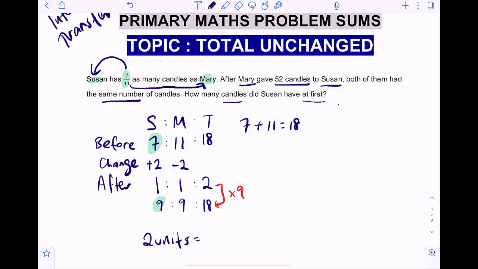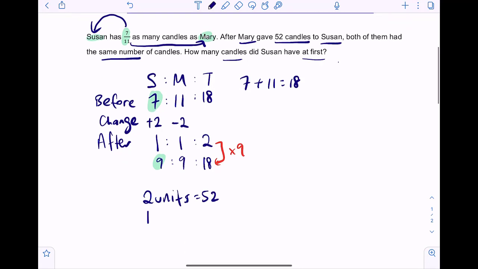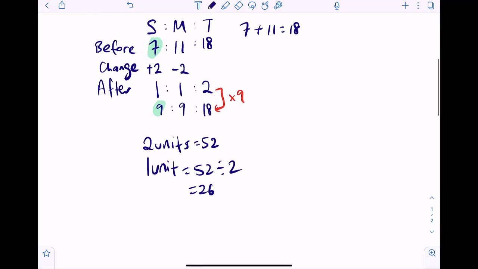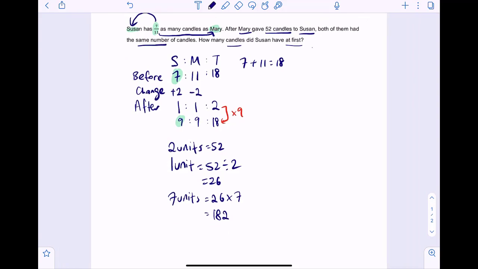is equals to 52. We proceed to find 1 unit. 52 divided by 2, that will be 26. And we can find how many candles did Susan have at first, which is 7 units. 26 multiplied by 7 to give us the final answer of 182 candles for Susan at first.